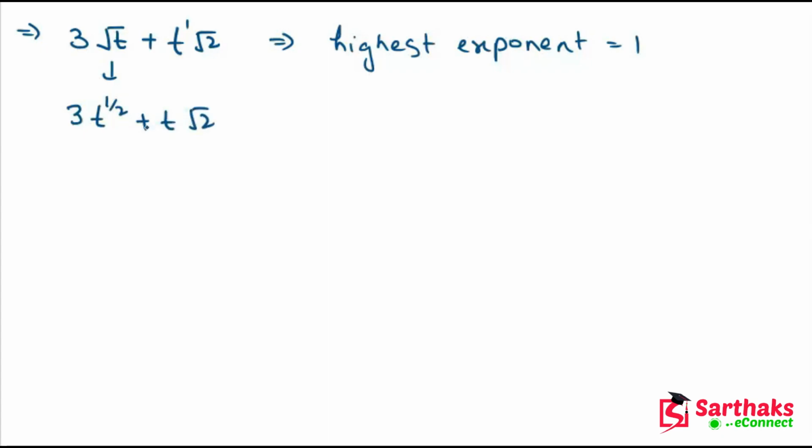Okay, so t is the only variable in the given equation, but the power of t in this case is 1 upon 2. Power of t is 1 upon 2, which is not a whole number, which is not a whole figure. Okay, this is in fraction. So my dear friends, we can say that the expression 3 root t plus t root 2 is not a polynomial.